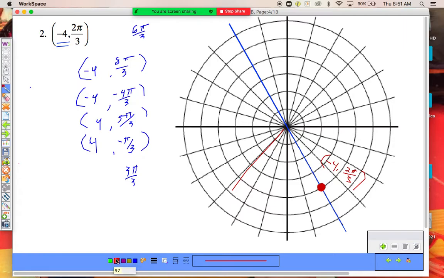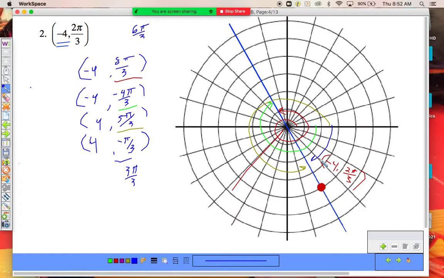Because for my 8 pi over 3, I'm going to rotate all the way around and keep going, and then go backwards. For my negative 4 pi over 3, I'm going to rotate down into the second quadrant, and then go backwards. 5 pi over 3 tells me to rotate up and go out onto it. And negative pi over 3 tells me to rotate down. And since my distance is positive, I'm going to say stay on that line. That is the additional polar representations of the same point.